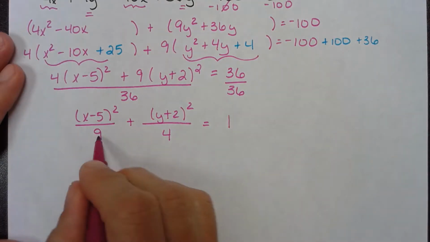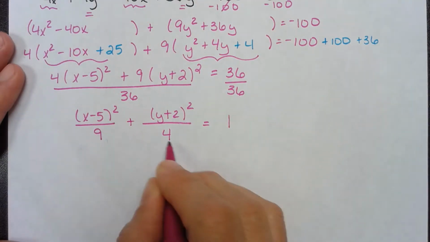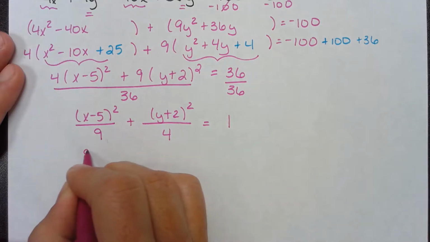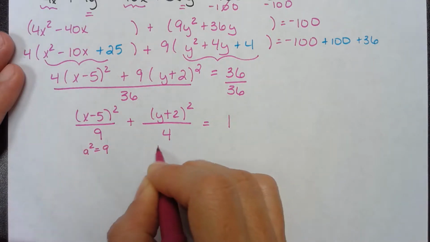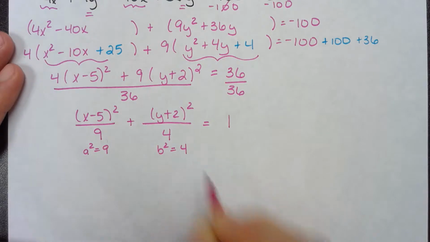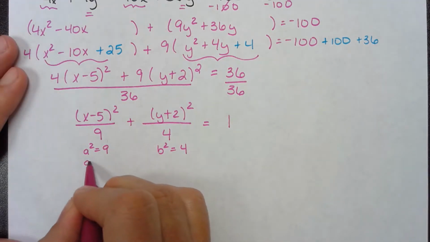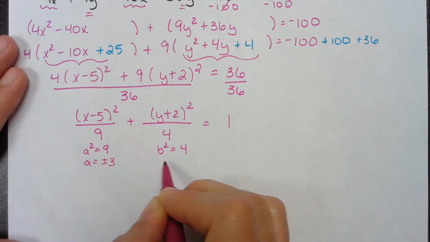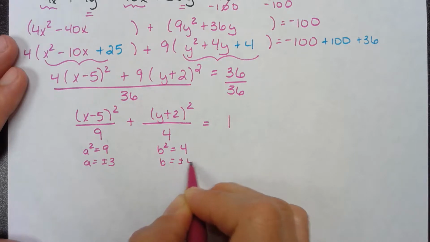This tells us this is our a squared because this number is bigger than this number. So a squared is equal to 9 and b squared is equal to 4. That means a is plus or minus 3, b is plus or minus 2.